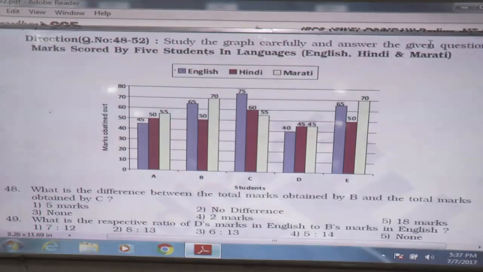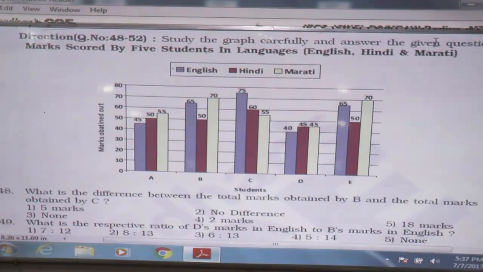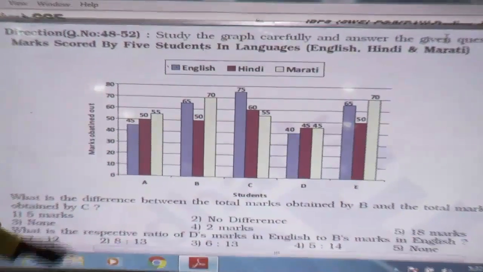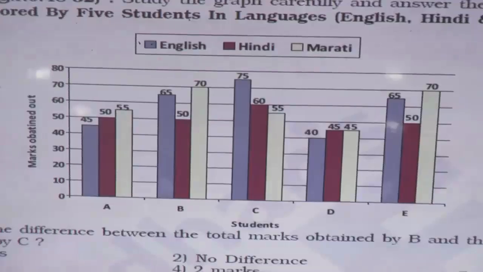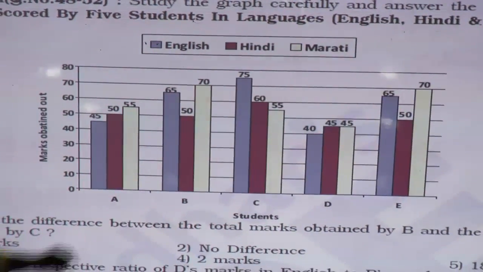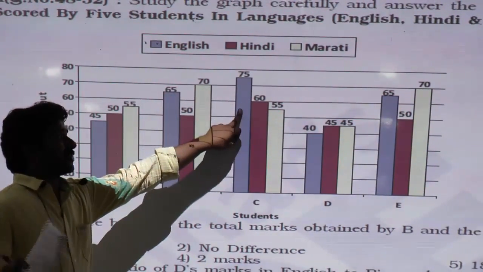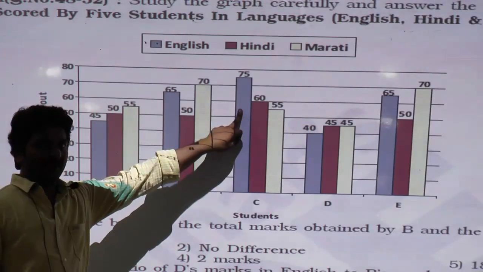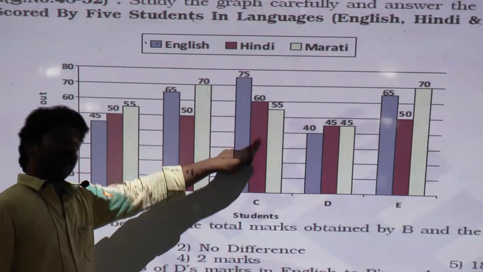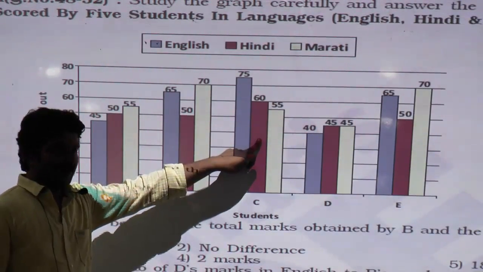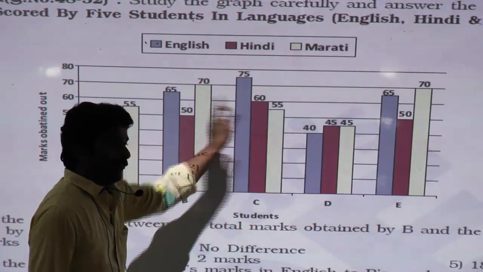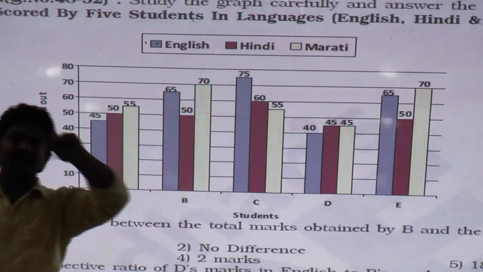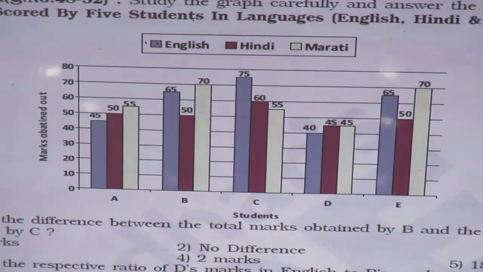48. What is the difference between the total marks obtained by B and the total marks obtained by C? You're asked about the difference only, right? Between B and C. Who got more marks? C. You can observe that, right? In the first subject, C got 10 marks more. 10 more, remember. In the second subject, 10 more again. So total 20 more. And in the third subject, 15 less. In 2 subjects he got 20 more, and in the third subject he got 15 less. Difference 5.